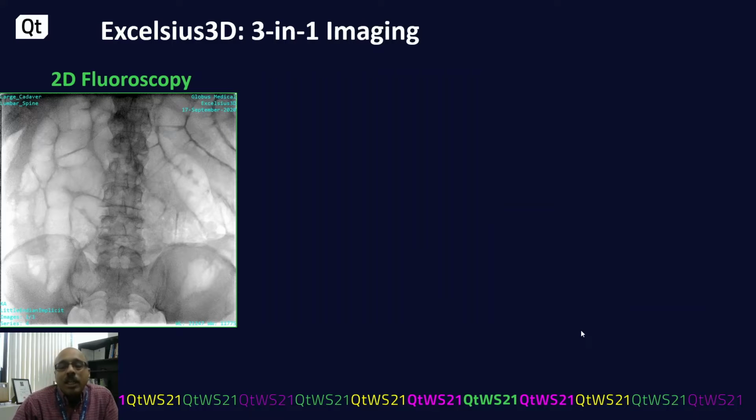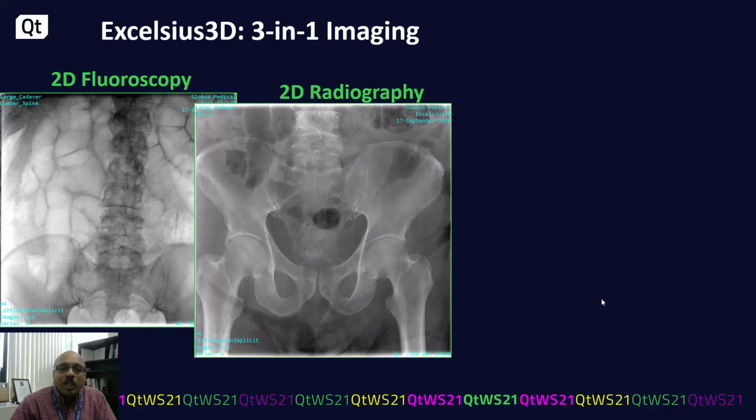So the Excelsius 3D is the industry's first 3-in-1 system because it can do 3 different types of images. The first one is 2D fluoroscopy. These are typically low radiation images. They can be taken multiple times during a surgery. They give out a somewhat grainy look at the anatomy, but they are low radiation. The higher image quality is known as 2D radiograph. These are more powerful X-rays, but at the risk of higher radiation.